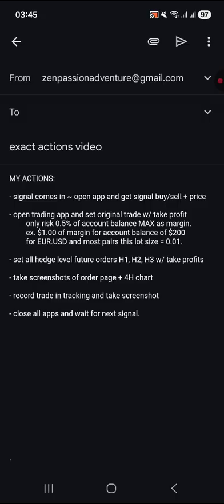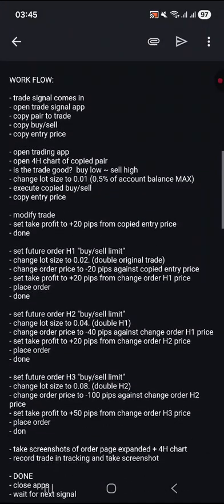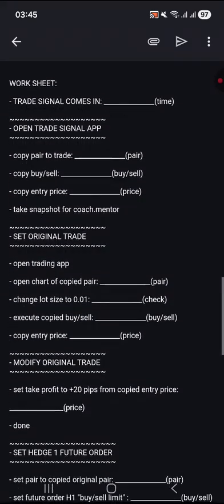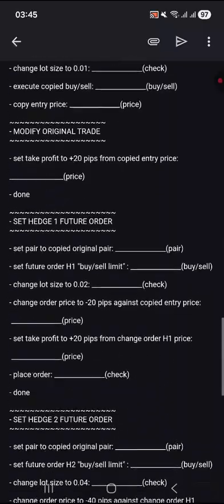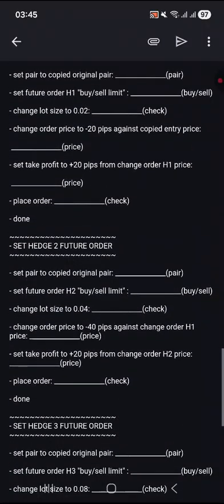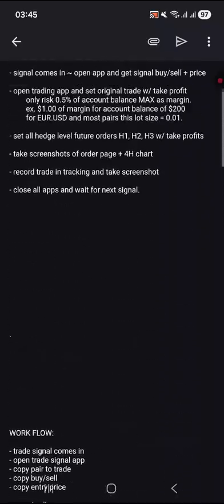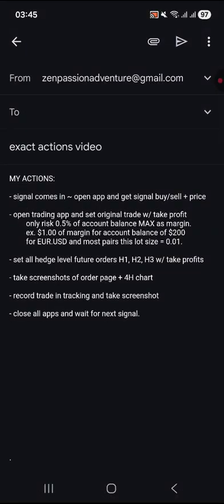So I'm going to go through my actions once, and I'll go through the workflow more detailed, but it's the same exact actions. And then there's even a worksheet down here I want to go through. It's just the same exact actions, but you can put prices and do the worksheet yourself. So I want to get into it. So my actions are this. These are my exact actions every time you see me do a trade.